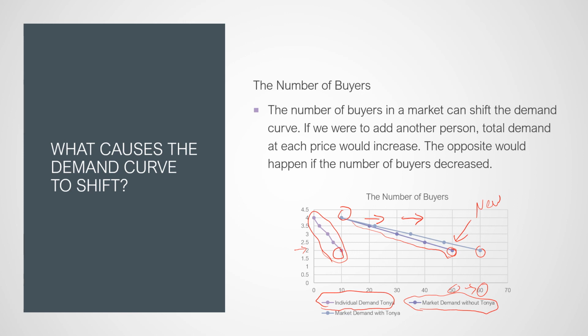We would also notice something similar, but in the opposite direction, if the number of buyers decreased. So if Tanya were to be taken back out of the market, let me change colors here to green. If Tanya were to be taken out of the market, we would subtract her individual demand curve numbers from our market, because we would be here when she's in it. So we'd subtract and we'd have our new line, which is the line that we had here before. And we would have a shift to the left of our demand curve.